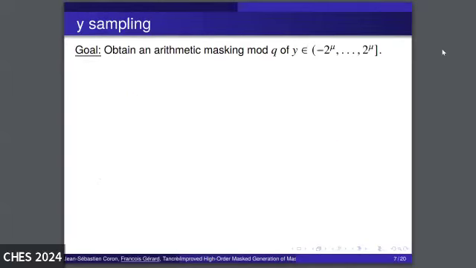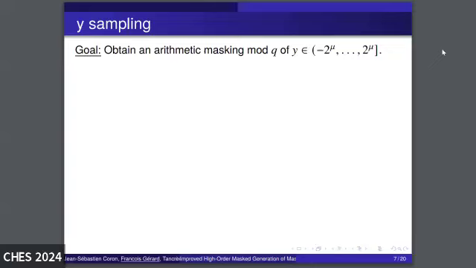So first, the sampling of the nonce. You want an arithmetic masking mod Q of a value which is between -2^mu and 2^mu. So this interval is smaller than Q. It's not uniform sampling mod Q, it's a smaller interval in Q, and you want a uniform distribution over that.